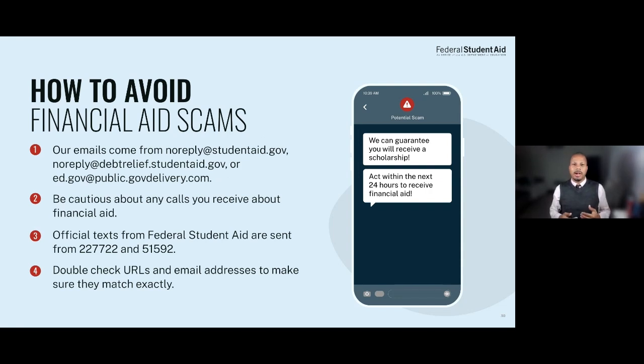Just keep in mind, our official texts are coming from 227722 and 51592, but always double check everything. Always double check everything you receive. Now, when you get any type of emails that are coming from us, as you can see, typically ours end in studentaid.gov. It's not going to say studentaid.gov.net or .com as an additional extension.